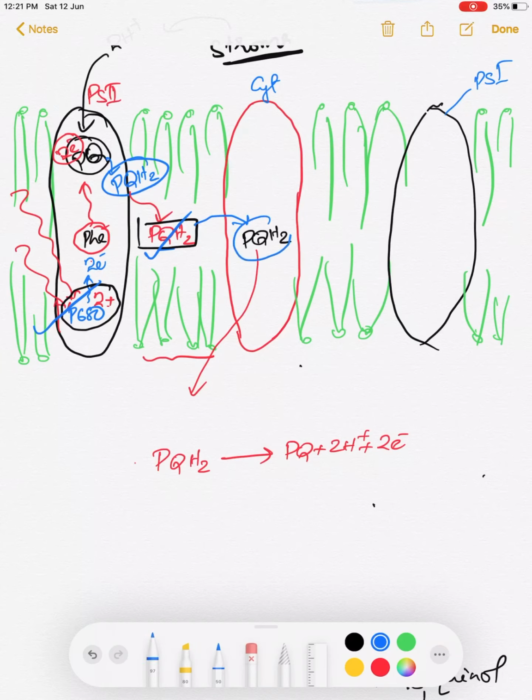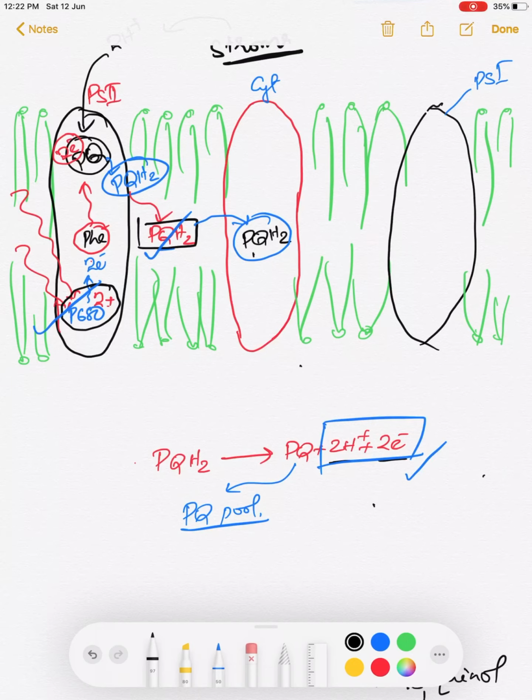This is our PQH2. This oxidation of PQH2 occurs in the cytochrome. After oxidation, what happens to this PQH2? It will be oxidized to PQ plus 2H plus 2 electrons. PQ will be transported back to the plastoquinone pool. After the oxidation of PQH2, 2H plus ions will be transported to the thylakoid lumen. This oxidation also increases the H plus ion concentration in the lumen.